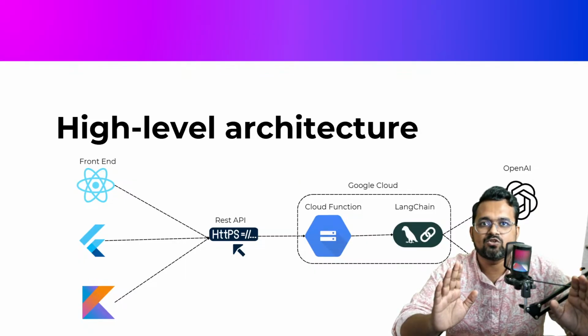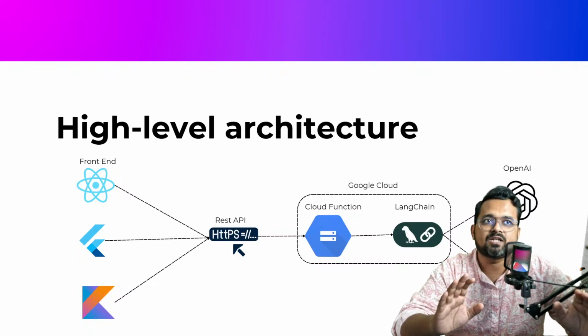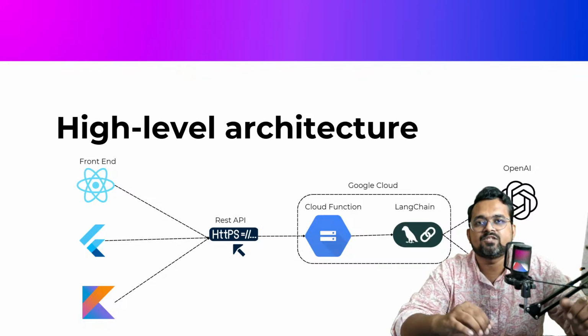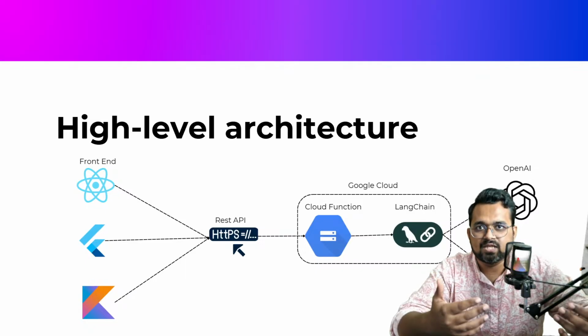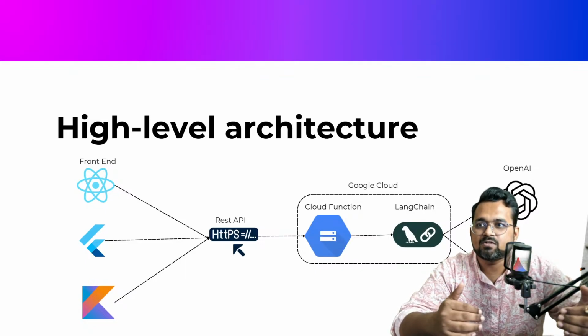Suppose with your logic, you can connect with a database. I can replace LangChain with a MySQL connection. If I want to upload a file, I can replace LangChain with a cloud storage or Firebase storage connection. But because we are going to use AI, LangChain is a wrapper.